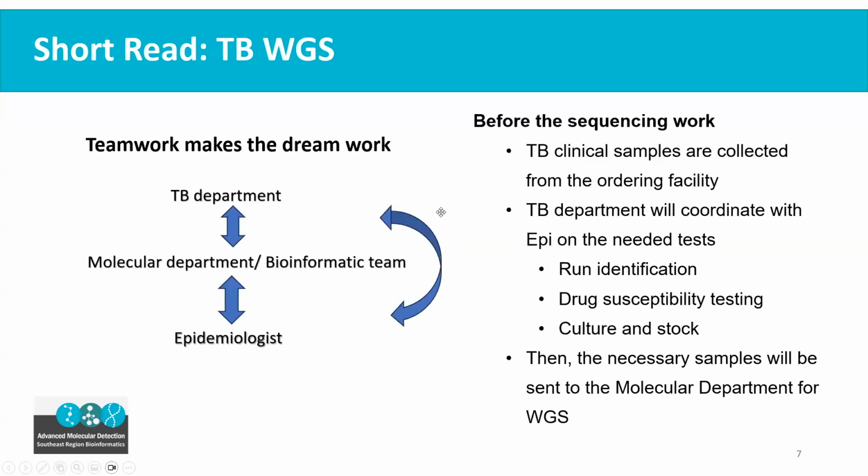So before the sequencing work, the TB clinical samples are collected from the ordering facility. Then the TB department will coordinate with APIs on the needed test. They will run identification and drug susceptibility test, and culture and stock the samples. Then the necessary samples will be sent to our part for WGS.